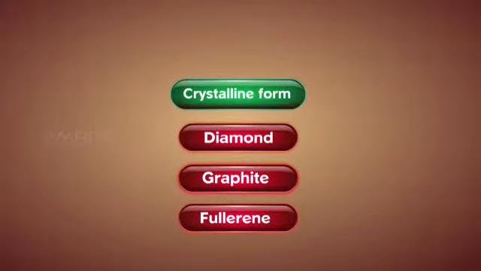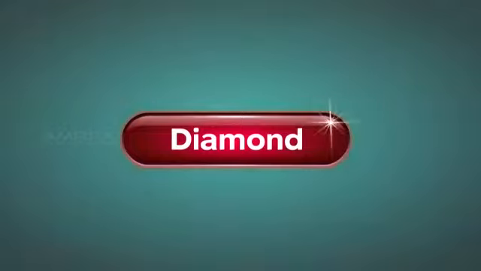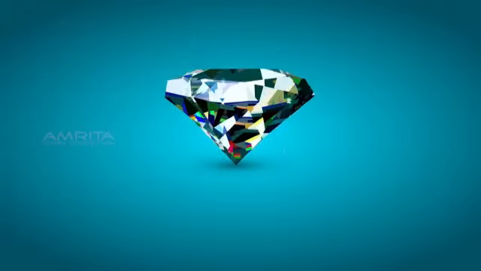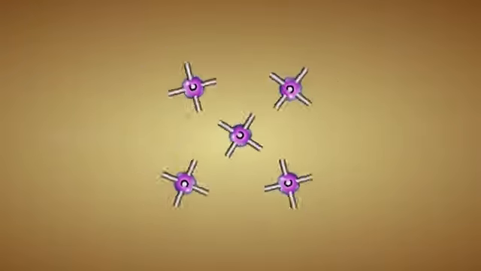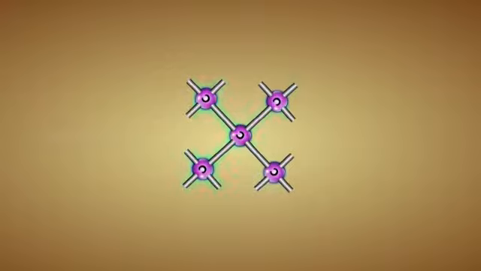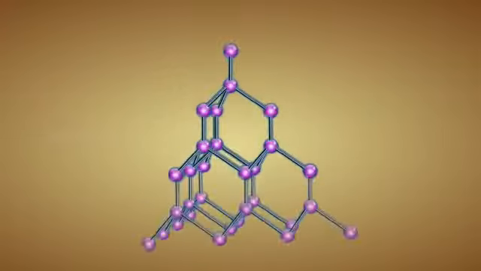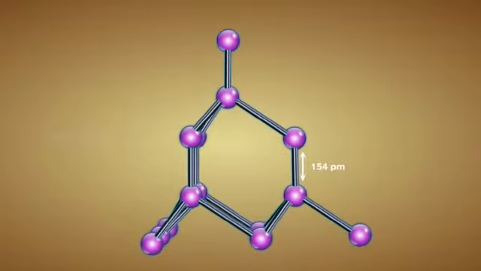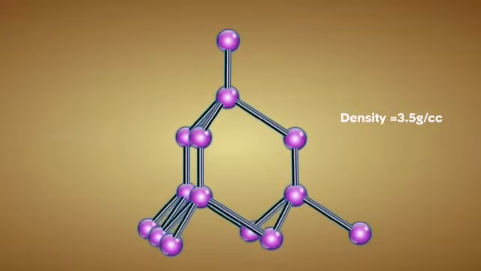Accordingly, let us understand the crystalline forms. Diamond. Diamond is the hardest crystalline form of carbon. In diamond, each carbon atom is linked to 4 other carbon atoms by covalent bonds, forming a rigid 3-dimensional structure. Each C to C bond length is 154 pm. Diamond's density is equal to 3.5 grams per cc.